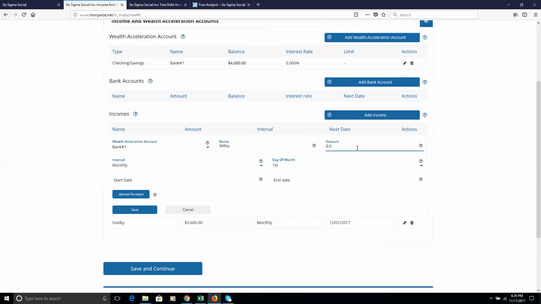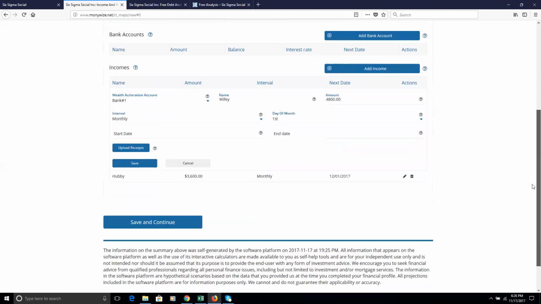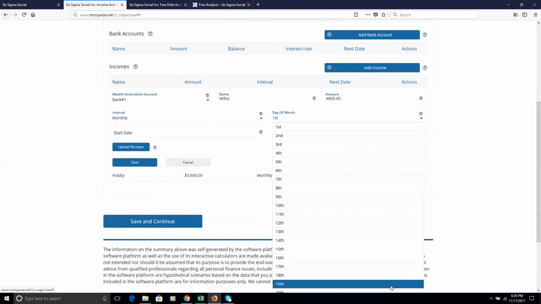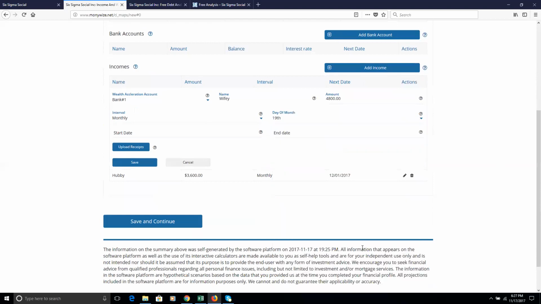Okay. And let's say she's pulling in 48. No sexism here. She's also paid monthly. Let's have her paid, this is a real life example here, in a couple of days' time on the 19th.